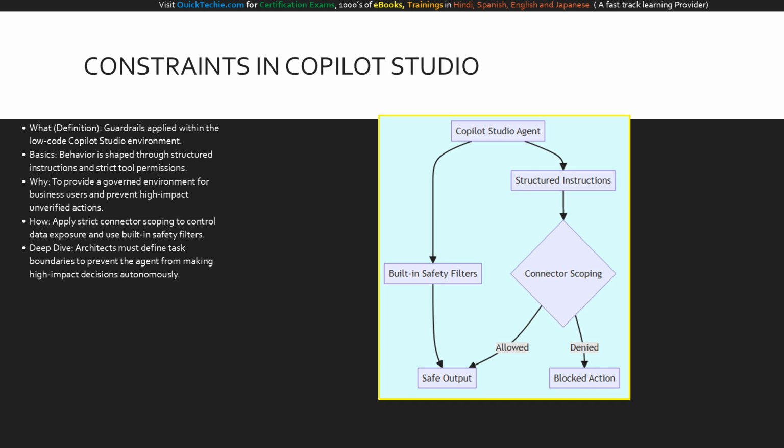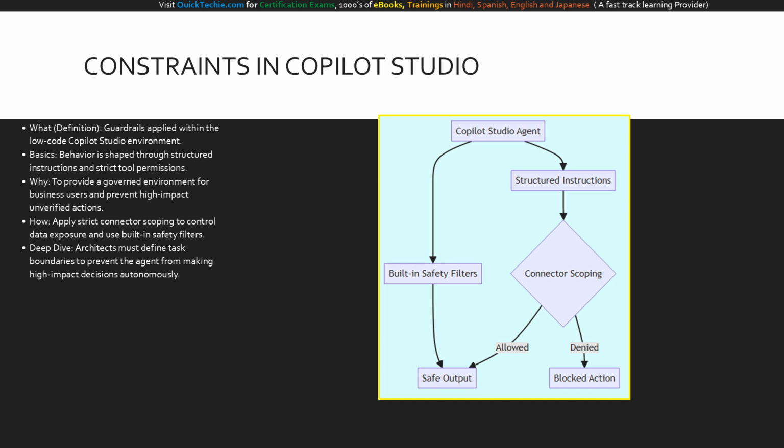How do we configure this? You must apply strict connector scoping to tightly control data exposure, ensuring the agent only accesses what it needs, while relying on the platform's built-in safety filters to restrict unsafe outputs. For a deep dive, it is the solution architect's responsibility to define rigid task boundaries.